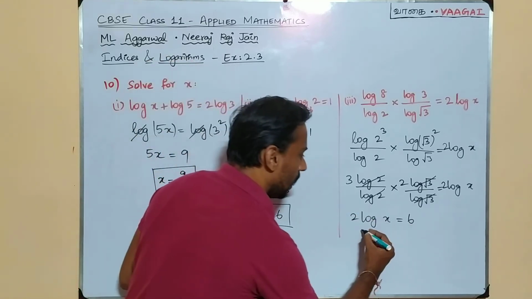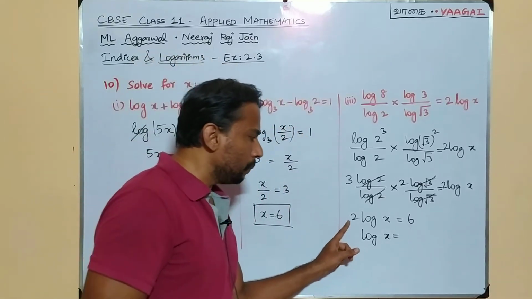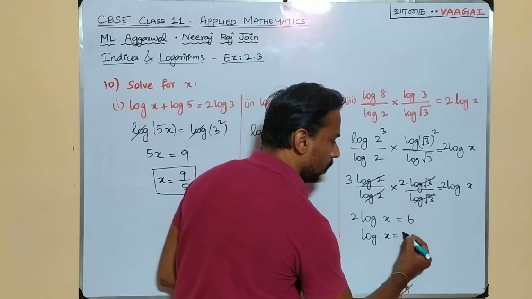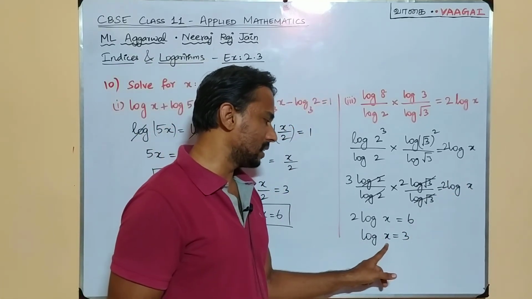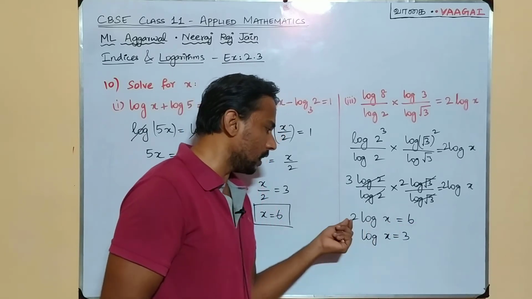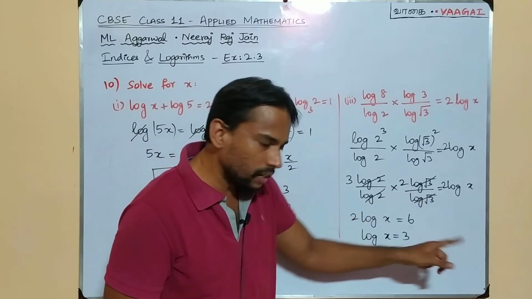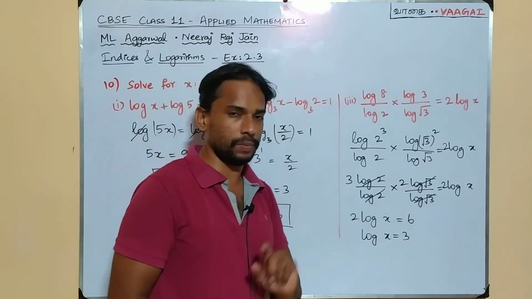We'll write like this. And now what happens to log x? Log x is equal to, now you can bring this 2 to the other side. If I bring this 2 to the other side, it becomes 6 divided by 2, which is going to be 3. Because 2 log x is equal to 6, this is like 2 into log x. Now this 2 will go to the right hand side as divided by 2. So it simply becomes 6 by 2, which is going to be 3.